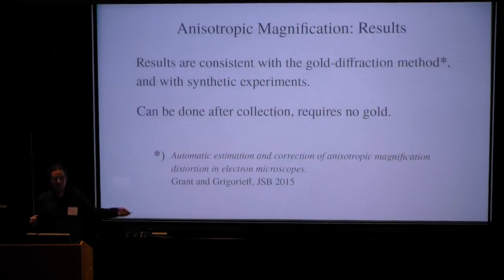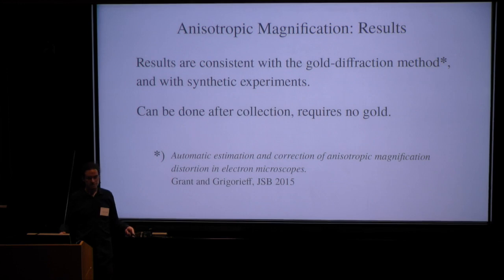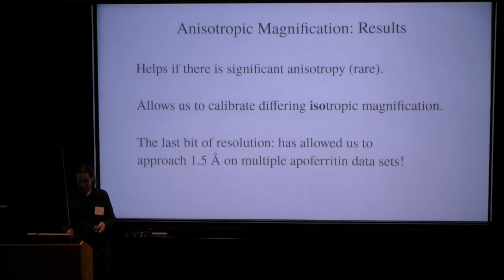And the results of this are consistent with more traditional methods. However, this can be done after collection, so you don't need access to the microscope to do it. It only helps, however, if there is significant anisotropy, and that is rare. What it also does, however, is it allows us to estimate the relative magnifications in a heterogeneous data set. So sometimes people merge images collected on different microscopes, or the same microscope, after alignment. So the magnification is maybe nominally the same, but in reality it varies by a couple of percent. And with this method, you can now estimate the relative magnifications of the different sub-data sets.